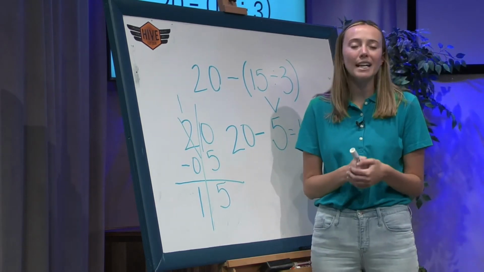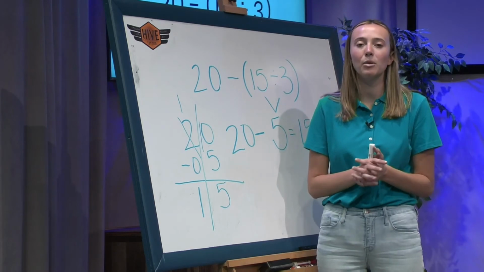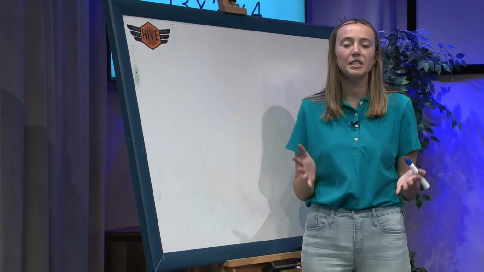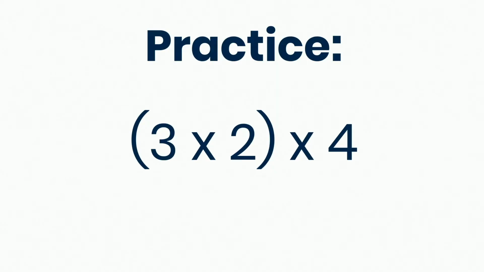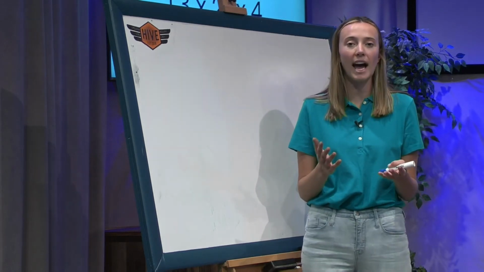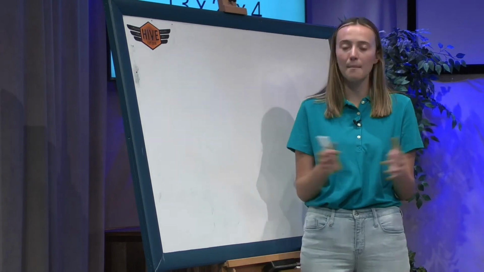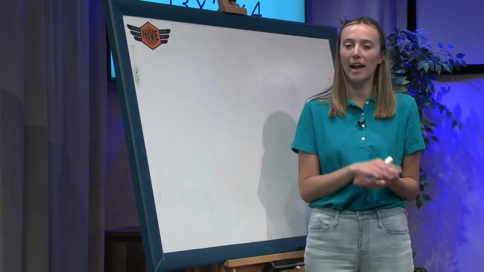Now I want you to practice some on your own. So let's slide to the next slide, and I will give you the problem that you will practice on your own. Okay, try this one on your own or with someone sitting next to you. We have 3 times 2 in parentheses, times 4. I'll give you a few seconds to do that. You work on it alone or with someone next to you, and then we'll come back together and we'll see if we get the same answer. Go ahead.